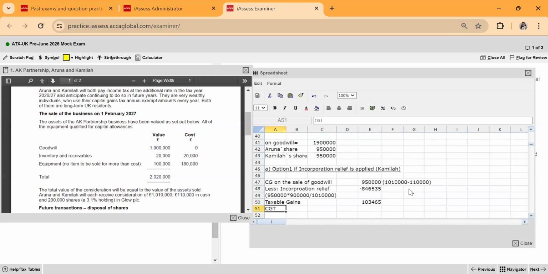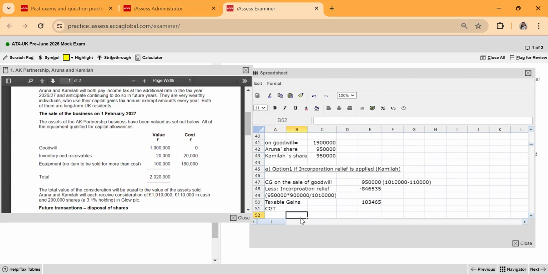Now what is the CGT rate when we have the application of incorporation relief? See, what is the rule? When you sell off the business, there is one more relief that becomes applicable. Do you remember? After incorporation relief also, some balance is left, 103,465. Can I apply any other relief when we sell off the entire business? Yes, absolutely, very good.